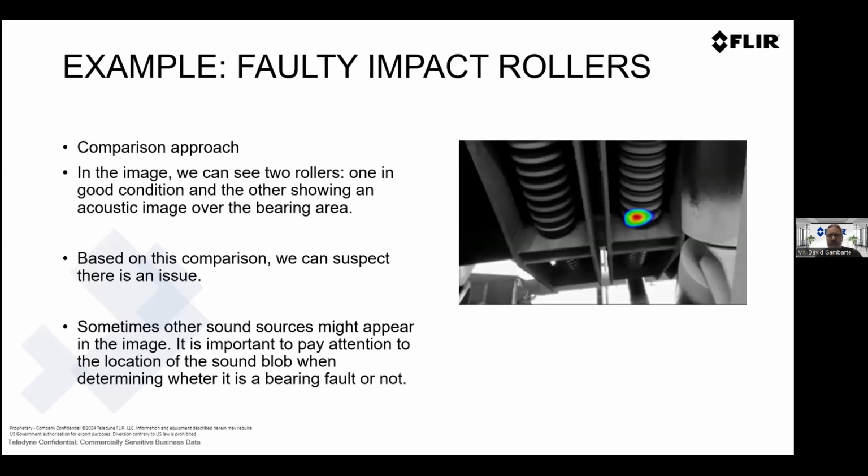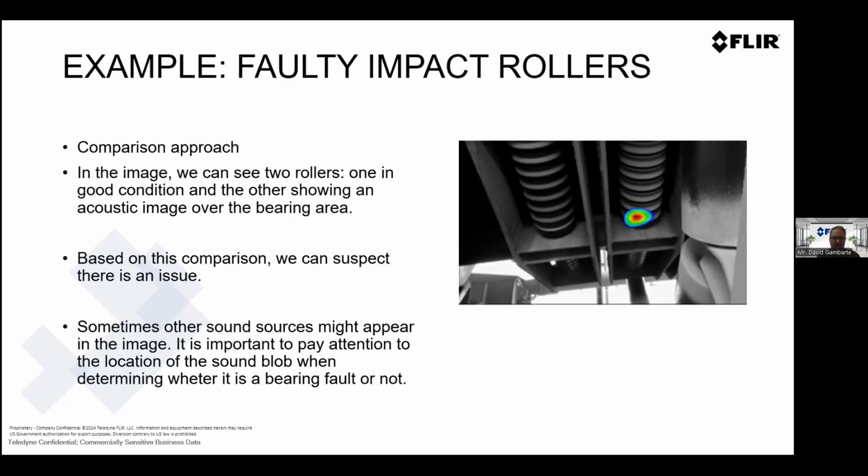So, faulty impact rollers. Here we recommend the comparison approach. In the image we can see two rollers. One is in good condition and the other one is showing an acoustic image over the bearing area. It's very clear that one is in good condition, while the camera is showing that there is something to inspect on the other one. Based on this comparison, we can suspect that there is an issue. Of course, you need to inspect and check yourself.